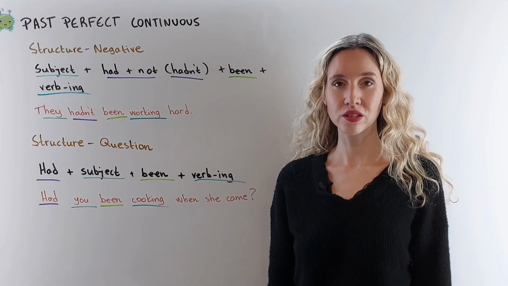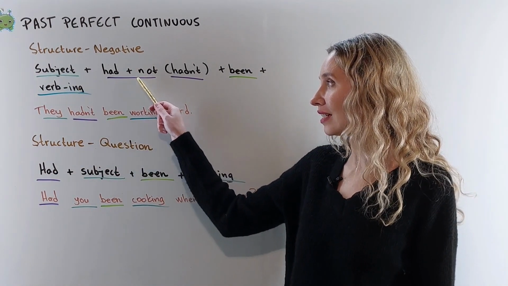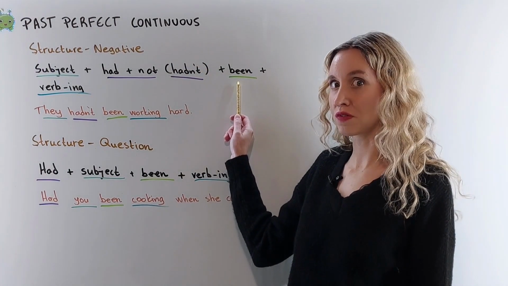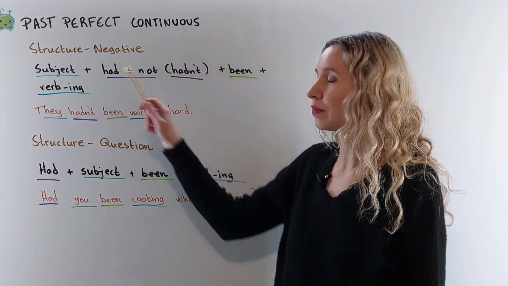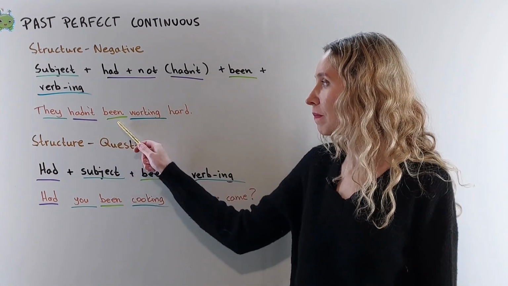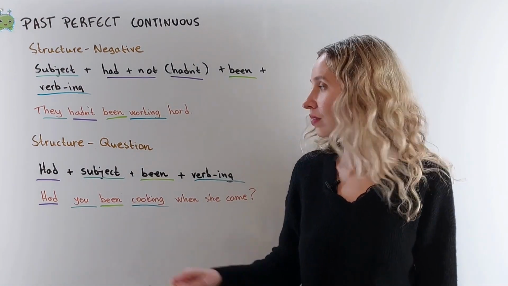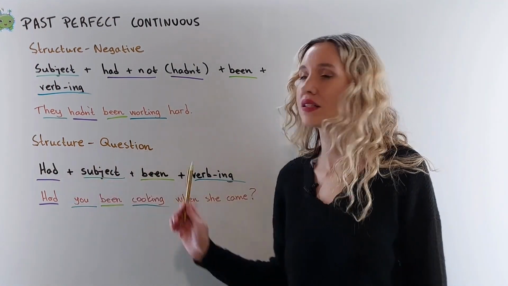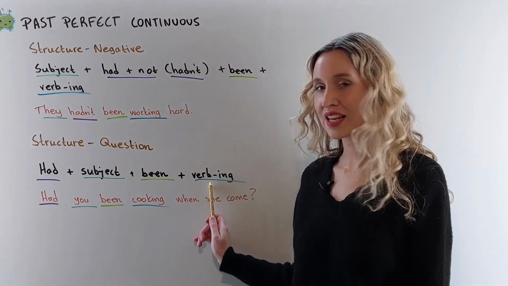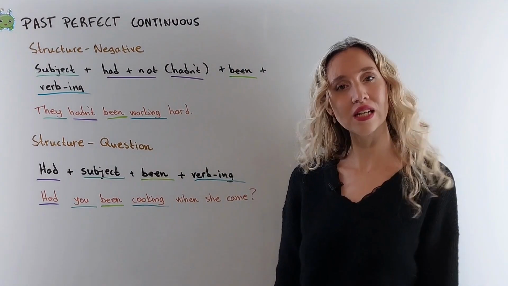Past perfect continuous, negative. Subject, had plus not, the short form hadn't. Been, don't forget that. And the verb with an ing ending. They hadn't been working hard. And the question? Had goes to the beginning, subject been and ing. So, had you been cooking when she came?